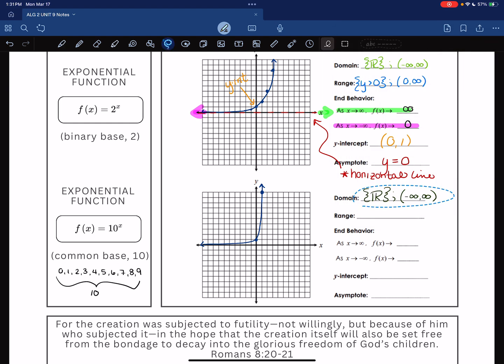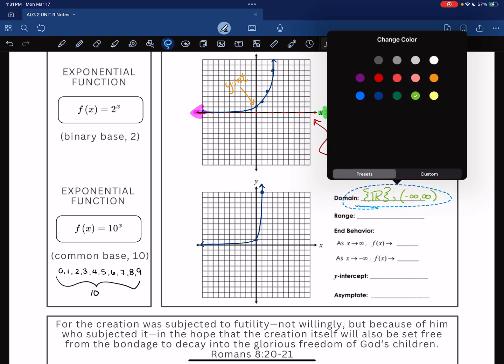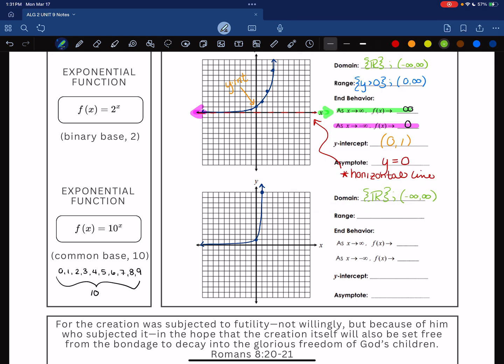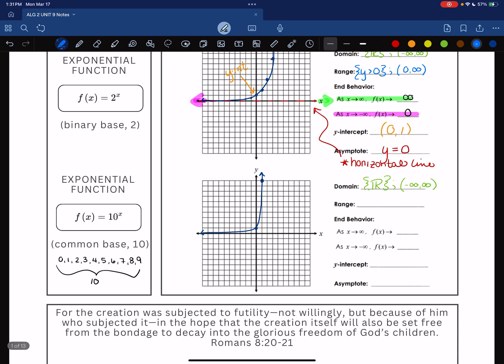Now, what about the range? What about those y values? What are allowed there? Well, again, this graph is hovering above the x-axis. So it's going to be all those y values that are greater than 0. That's to say that it's from above 0 all the way up to infinity.